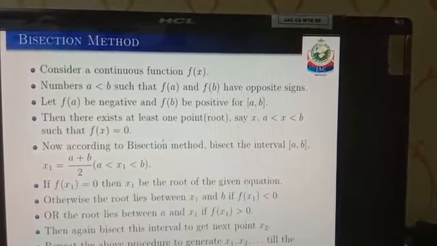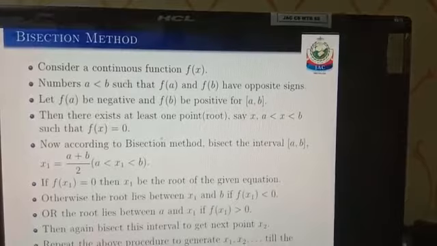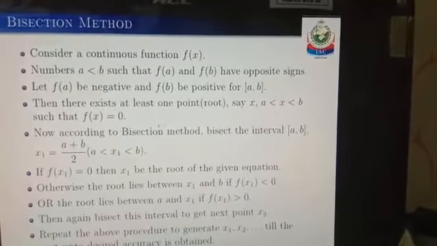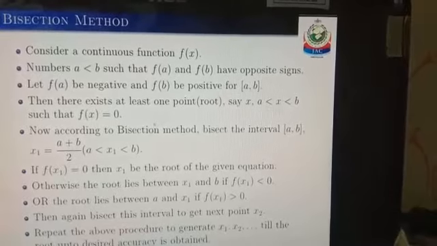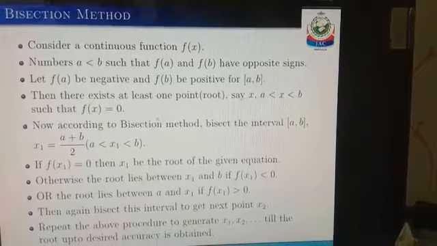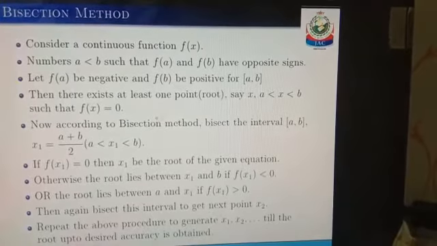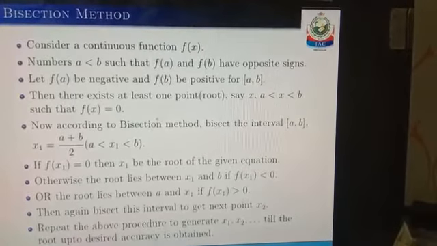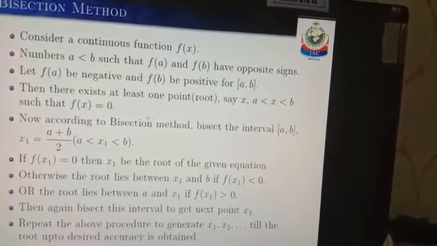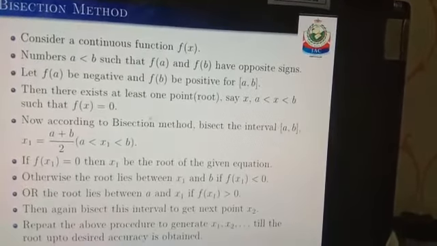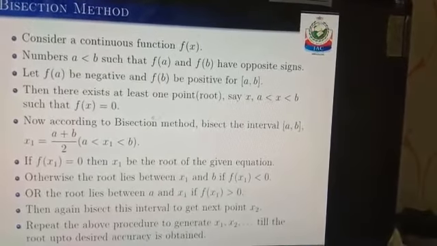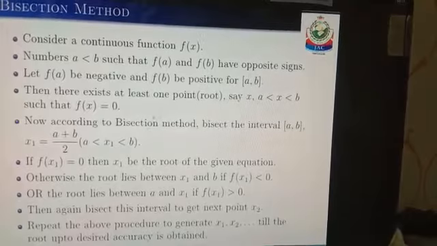Consider a continuous function, and numbers a less than b such that f(a) and f(b) have opposite signs. Let f(a) be negative and f(b) be positive for the closed interval [a, b]. Then there exists at least one point, that is a root, say x, which lies between a and b such that f(x) = 0.